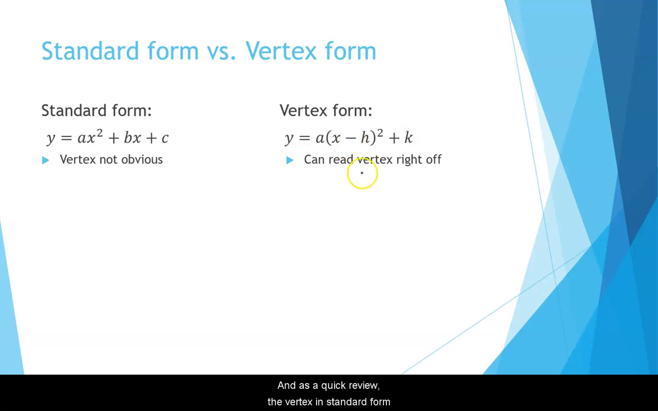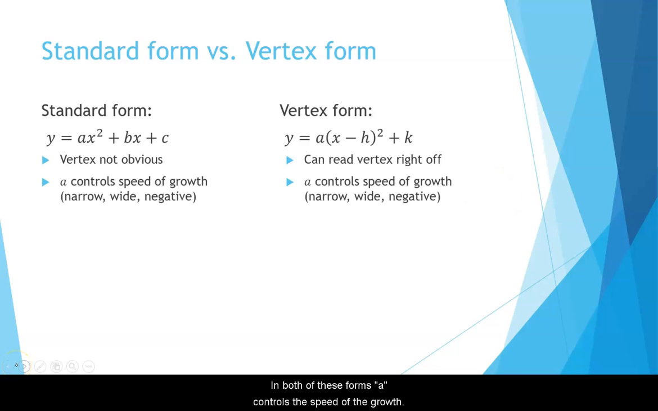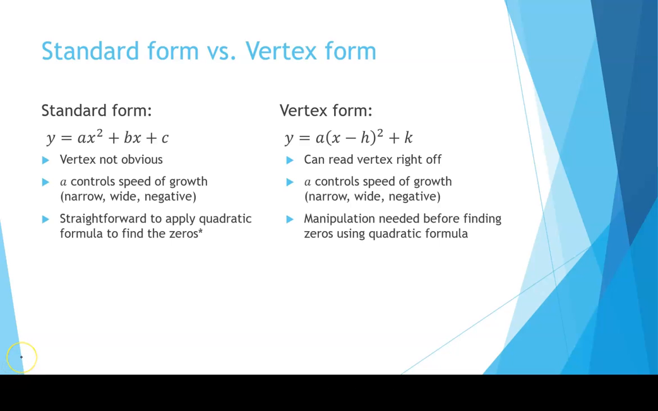And as a quick review, the vertex in vertex form is just the point h comma k. In both of these forms, a controls the speed of the growth. So if a is large, in either of these forms, the parabola is going to be narrower, it's going to grow faster. If a is small, less than 1, the parabola is going to grow slower and appear wider. If a is negative, the parabola is going to open downwards instead of upwards.